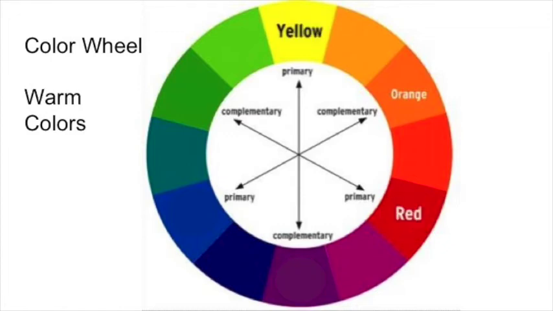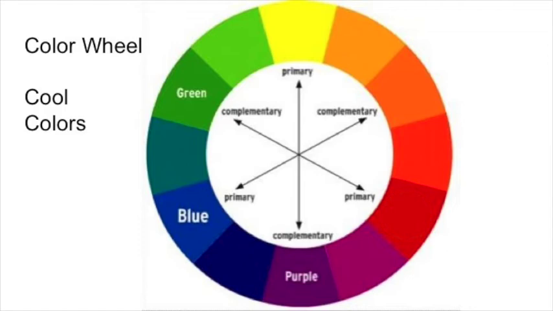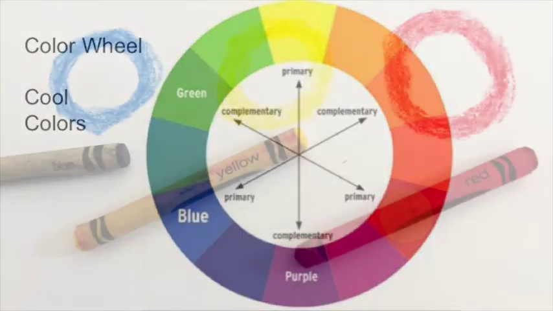Yellow, orange, and red are seen as warm colors. They're bold, exciting, or happy, and remind us of the sun or fire. Green, blue, and purple are considered cool colors. They tend to give us a calm feeling and remind us of a lake or grass or even ice.